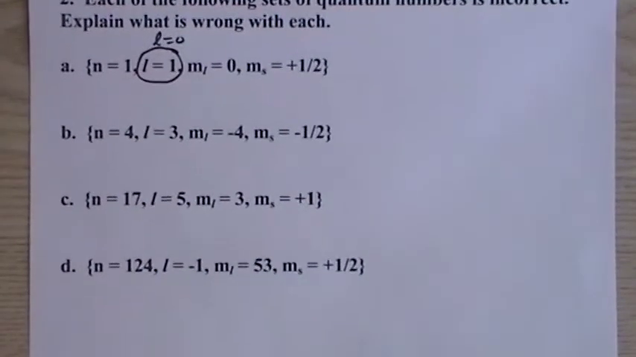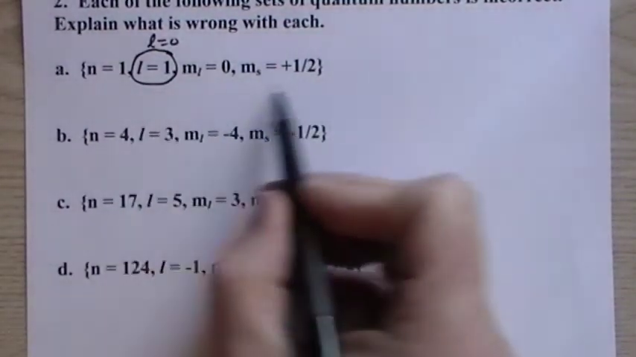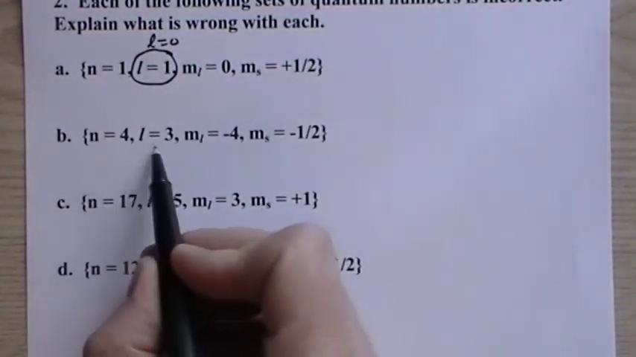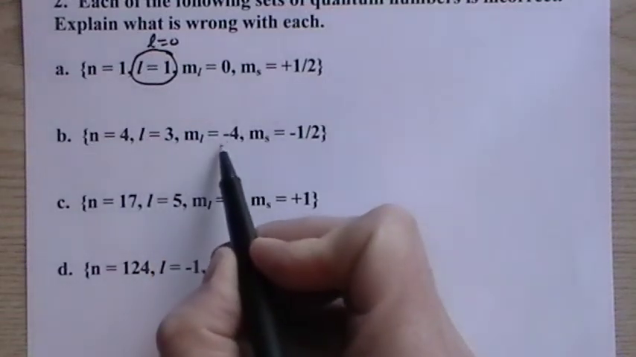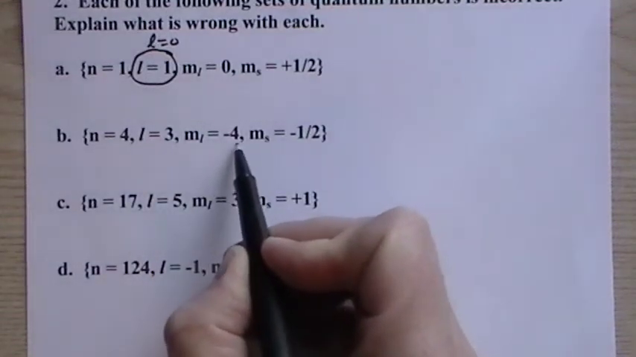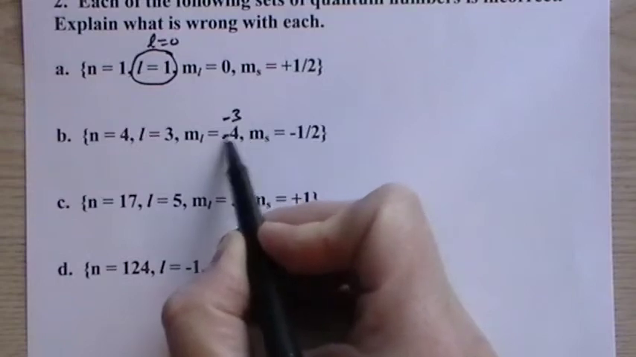And there might be more than one thing wrong here. Everything else looks good. N is equal to 4, L is equal to 3, that's fine. But m sub L can only be from -3 to +3. So if this were -3, that'd be fine.